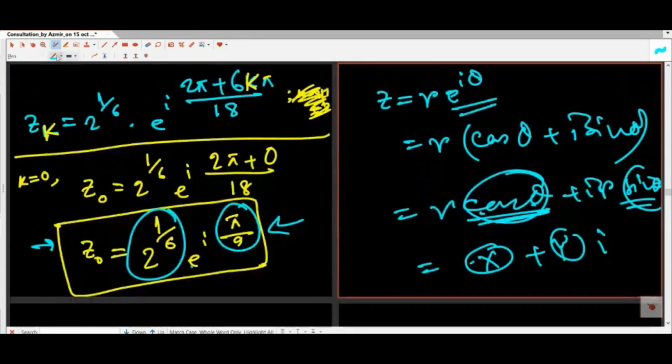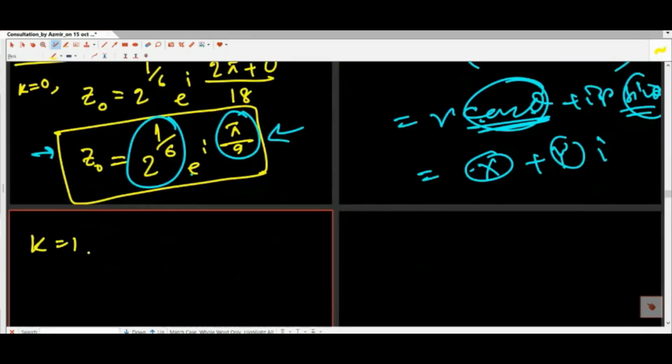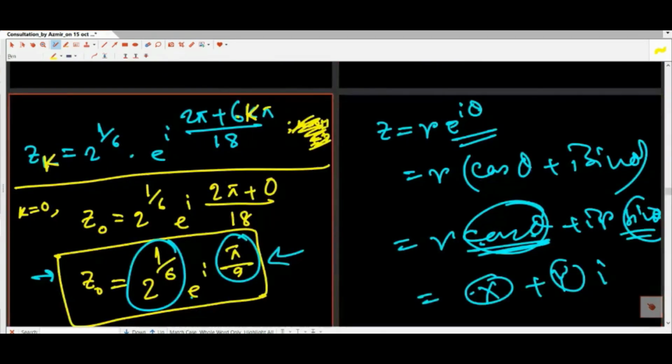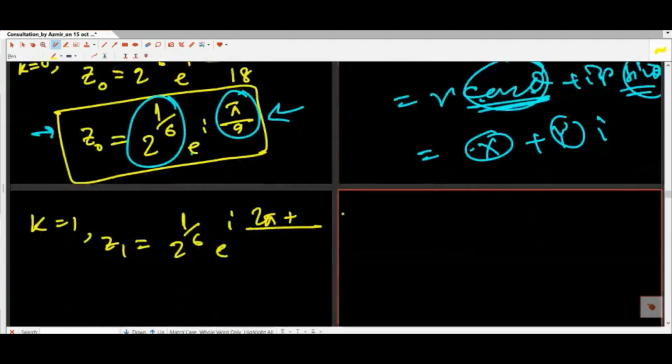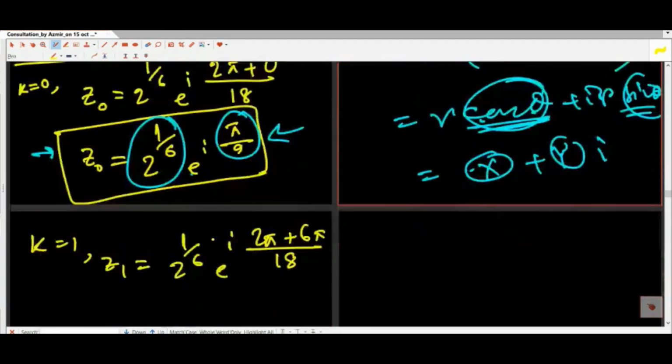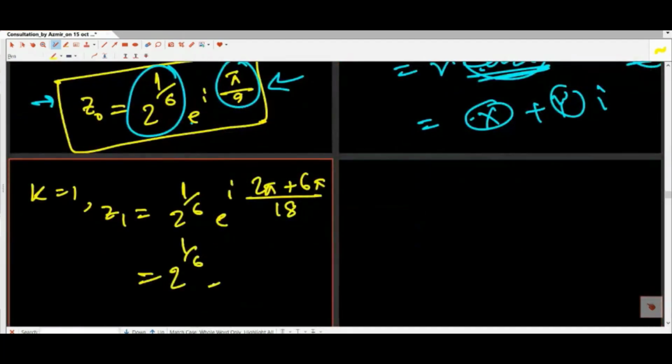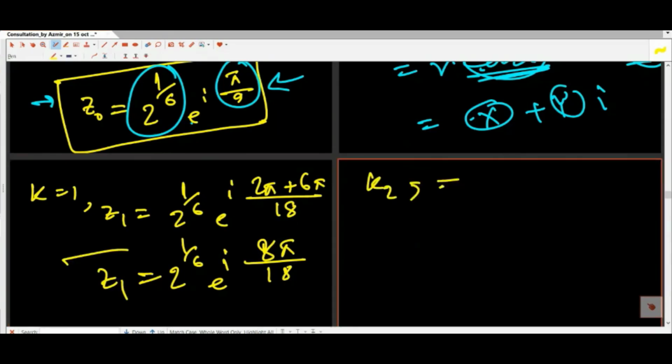Let us input k equals 1. So z1 will be 2 power 1 over 6 e power i (2 pi plus 6 times 1 times pi), that is 6 pi by 18. So we have 2 power 1 over 6 e power i 8 pi over 18. We can also simplify this one. So this is z1.